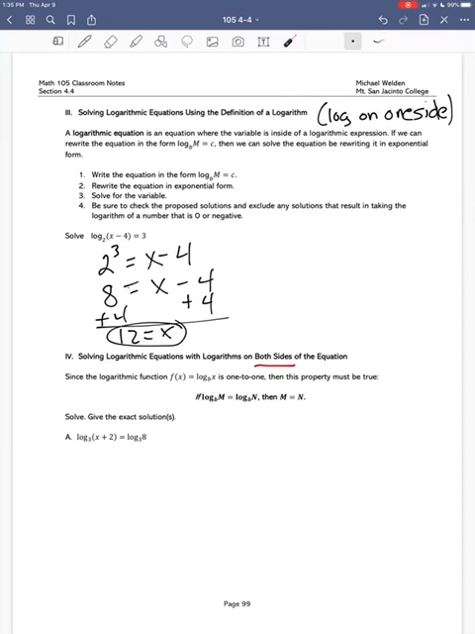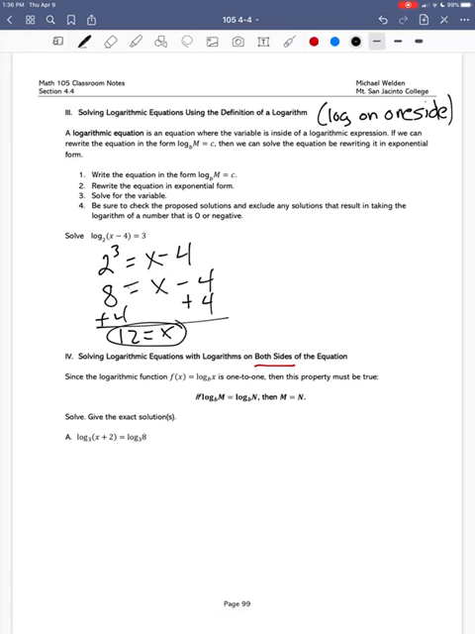The final type of equation we're going to look at in section 4.4 here, solving logarithmic equations when I have logs on both sides of the equation. Again, like the exponential function being 1-to-1, the logarithmic function is also 1-to-1. So that means if I have two logs that are the same, if I have equal outputs, then I had to start with equal inputs. So I can essentially just equate what I'm taking the log of.